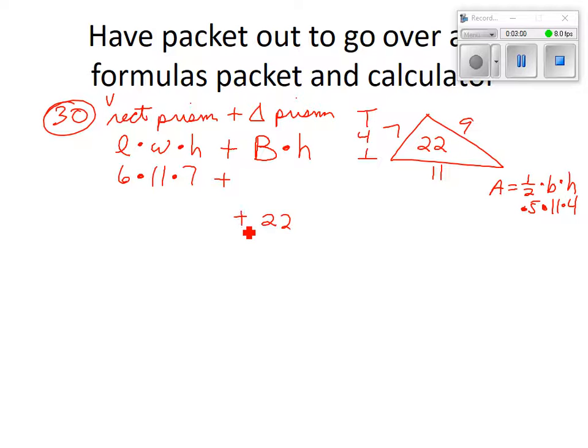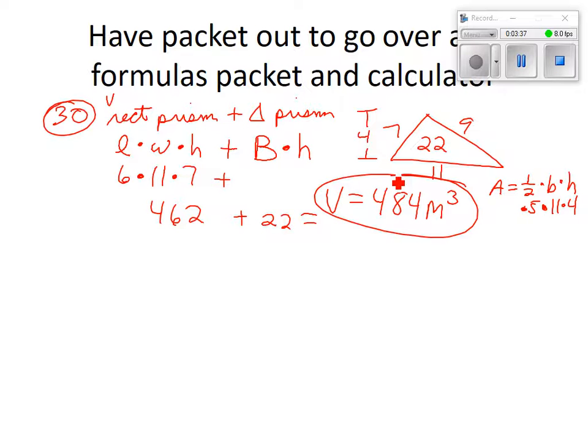Somebody do 6 times 11 for me. 462. And what's our total? 484. What's our units? When we take this test next class and you're doing your units, can you at least get that part right on every problem? If it's volume, it's always cubic units. What was the units this time? Meters to the third. So at least make sure you get that part right on every single problem.